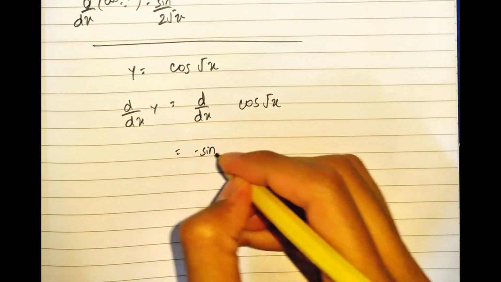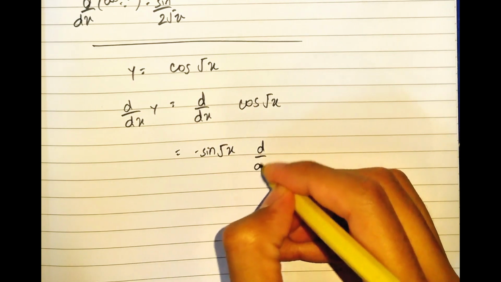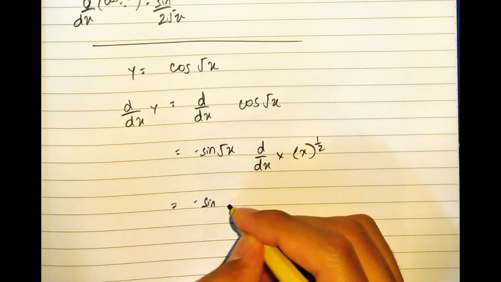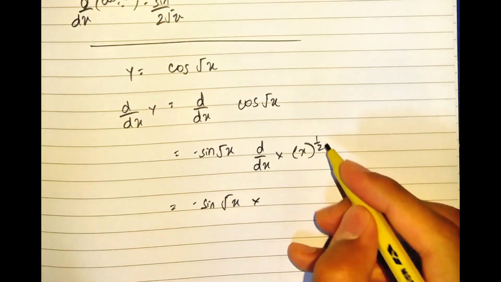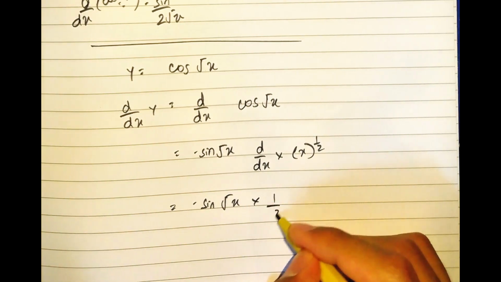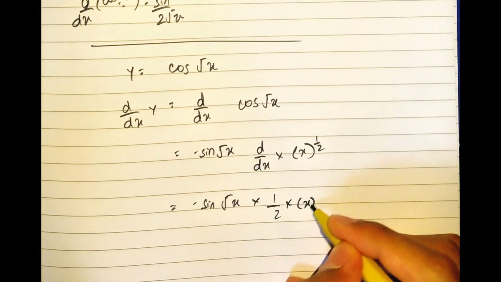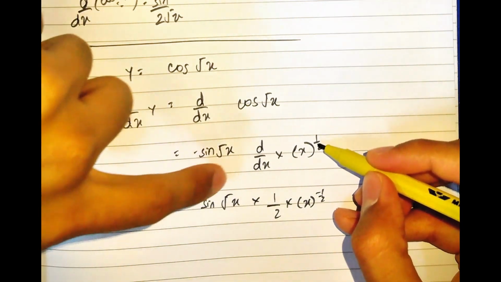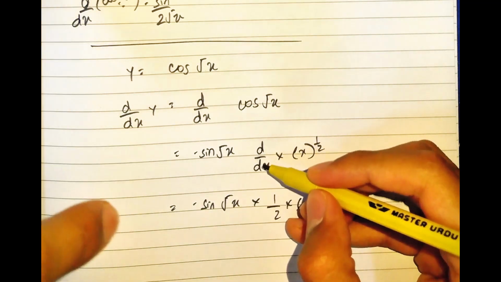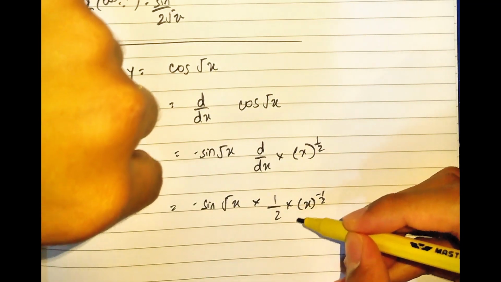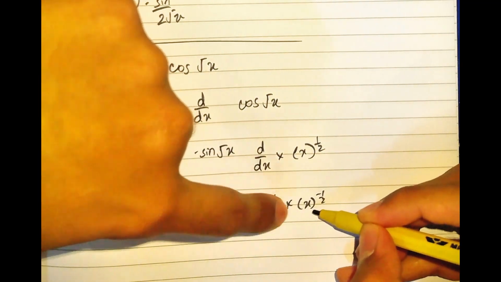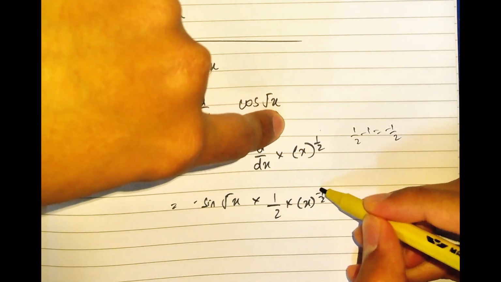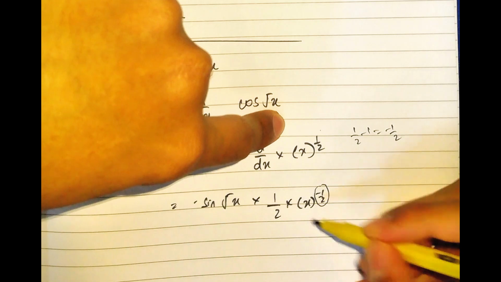So negative sine root x, and what is the angle? The derivative of the angle, multiplied by x power 1 by 2. Okay, so we have minus sine root x multiplied by the power at the beginning, multiplied by x power negative 1 by 2. What just happened over here? We have shifted this power to the front of the differential. So we have 1 divided by 2 right over here. Then we have written the function x, and then we have subtracted 1 from this power, 1 by 2 minus 1, which is equal to negative 1 by 2, and we've placed it over the changed function.